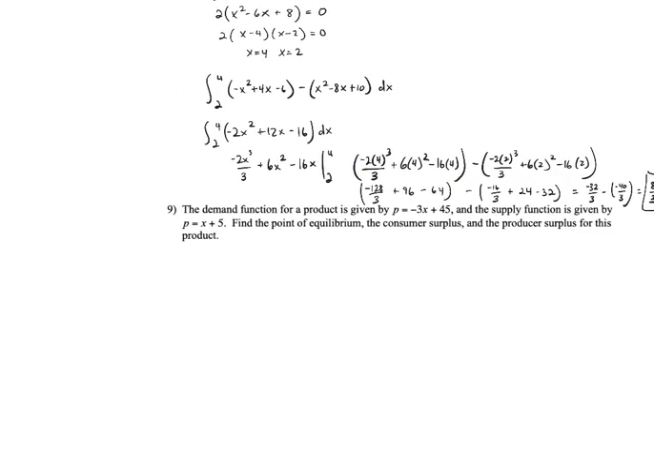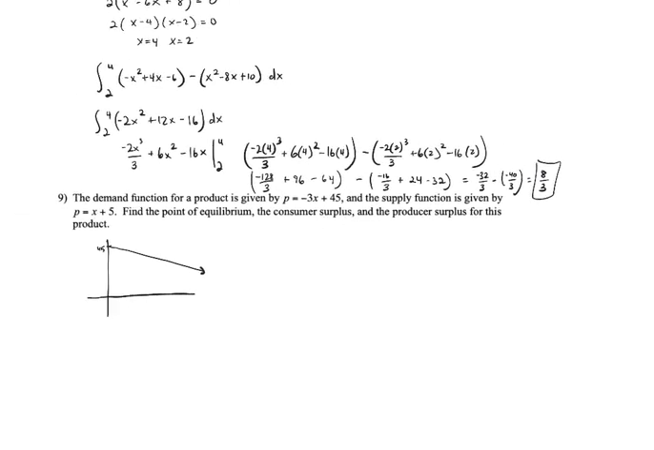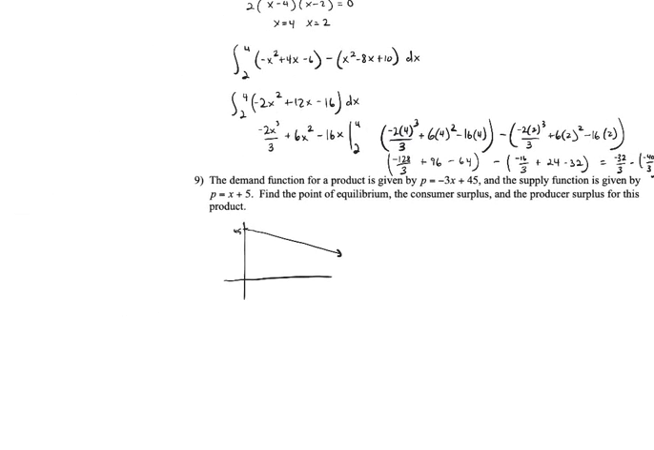Okay, question 9 is an application problem from section 5.5, consumer and producer surplus. So you don't necessarily need to graph these, but we have a rough idea. 45 plus negative 3x, that's our demand function. So here's 45, we have a slope of negative 3, so it's going down. Then the supply function is 5 plus x, or x plus 5, so we have 5 and then a slope of positive 1.